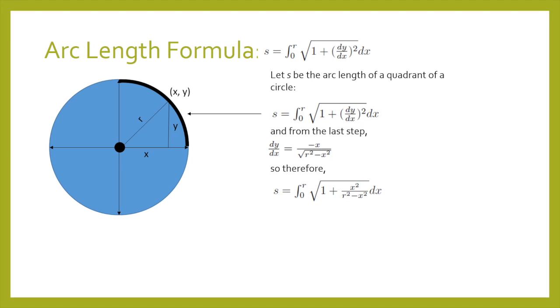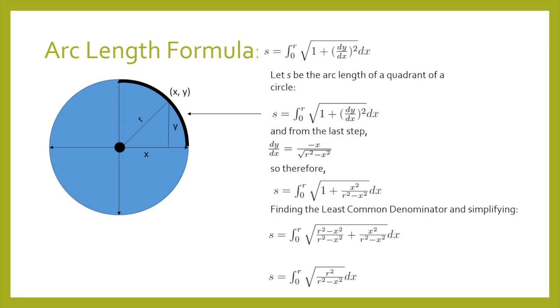However, we all know that, unfortunately, we cannot integrate that easily. So we're going to have to put it in terms that are more easily integrable. In order to simplify what is under the radical, we have to find the least common denominator. And because 1 is 1, we know that the least common denominator is r squared minus x squared.